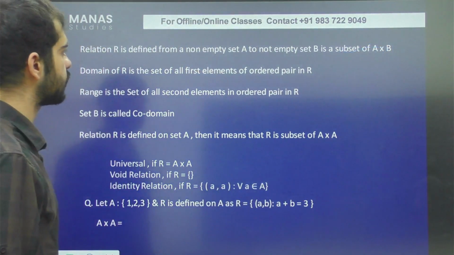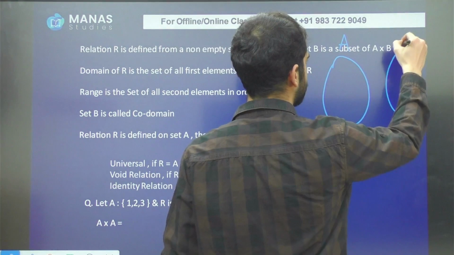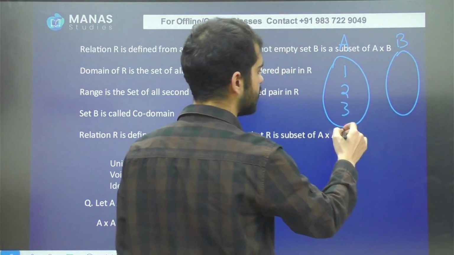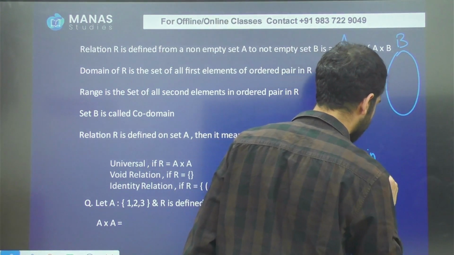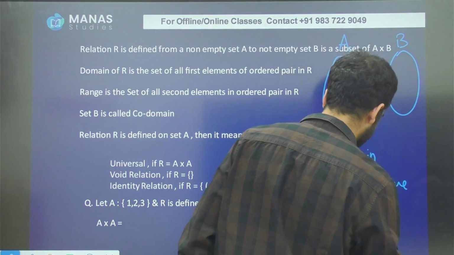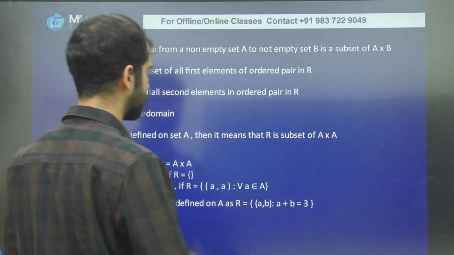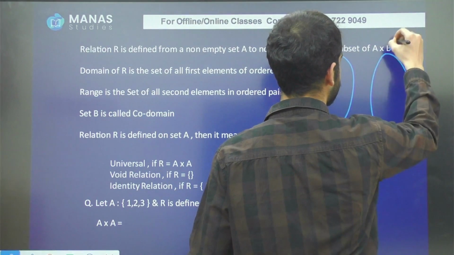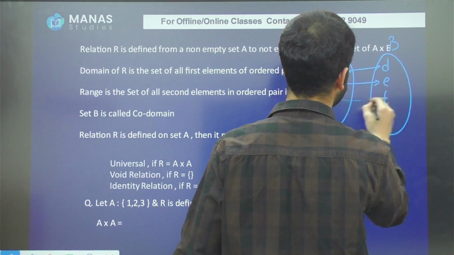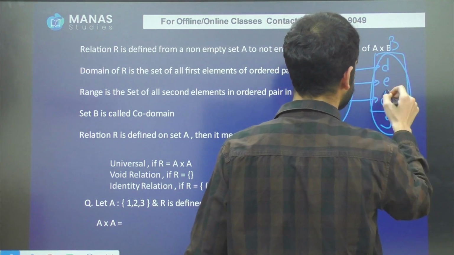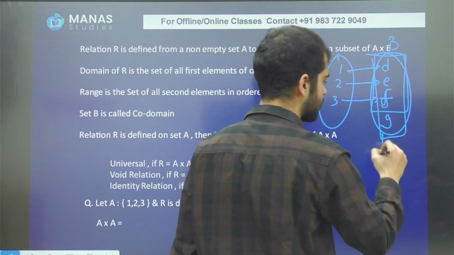Now the domain of R is the set of all first elements of the ordered pairs. As in the previous case we had seen, in the two sets A and B, the elements of the set A are known as the domain. Domain are all the values that we can input. Then we have the next term, which is range. Range includes all the values in the second set, that is set B, that are somehow linked. If I say that the relation is defined like this, then the range will be d, e, and f. And then comes the term codomain. The entire set B is known as the codomain.